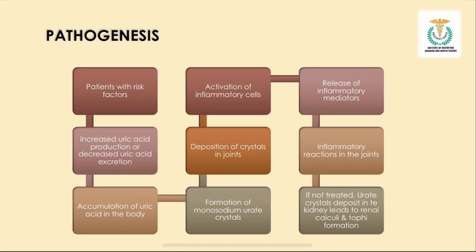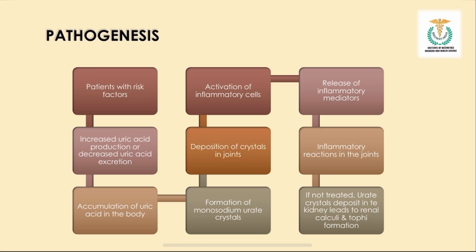Coming to the pathogenesis, those individuals who are at risk of getting diagnosed with the gout condition, for them we can see increased uric acid production or decreased uric acid excretion. Because of this, there can be accumulation of uric acid in the body, and because of the accumulation of uric acid, there can be a formation of monosodium urate crystals. These crystals will get deposited in the joints, and activation of inflammatory cells can be seen in the joints.